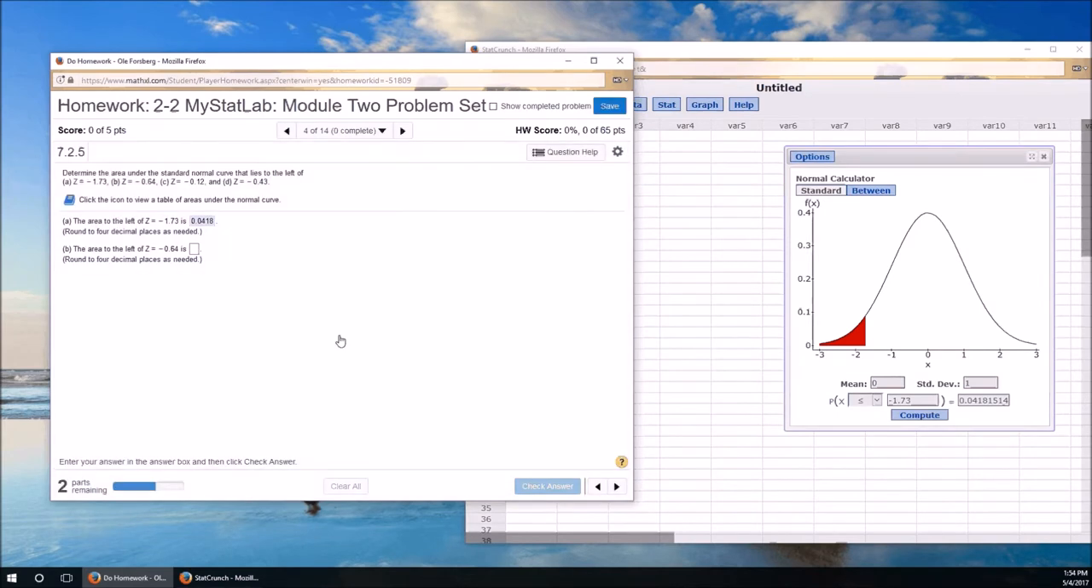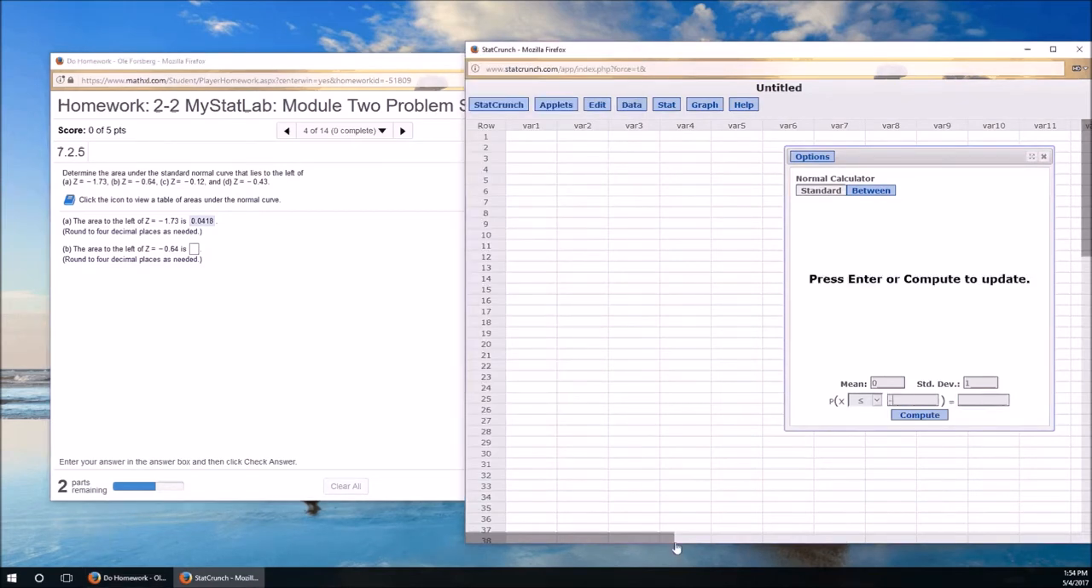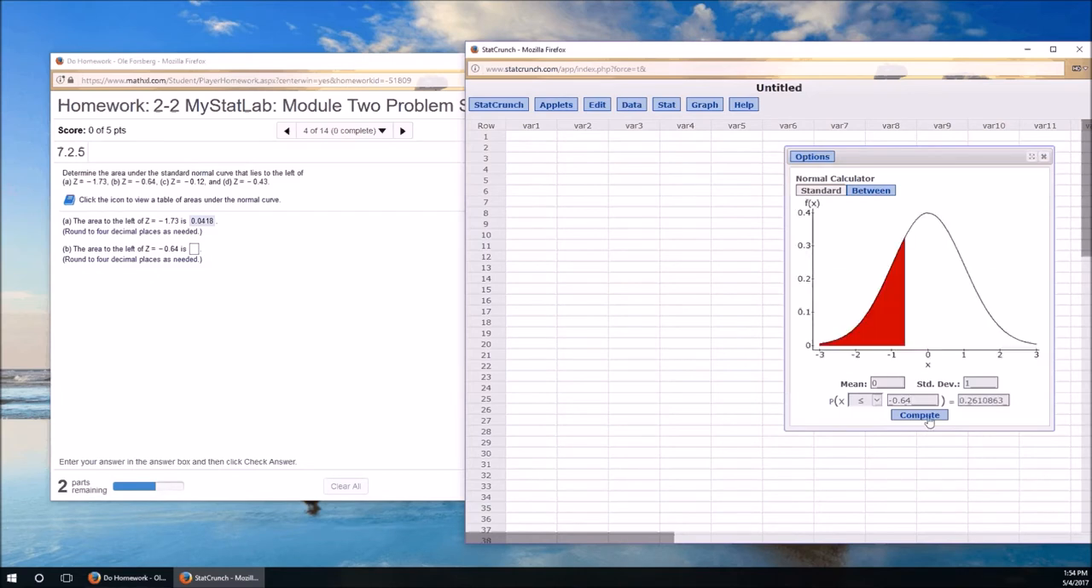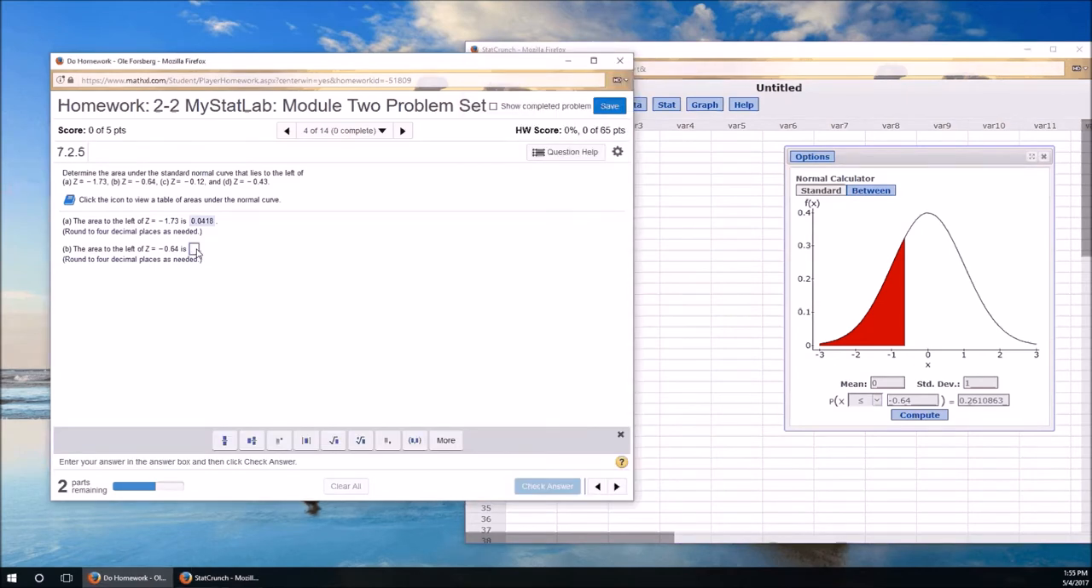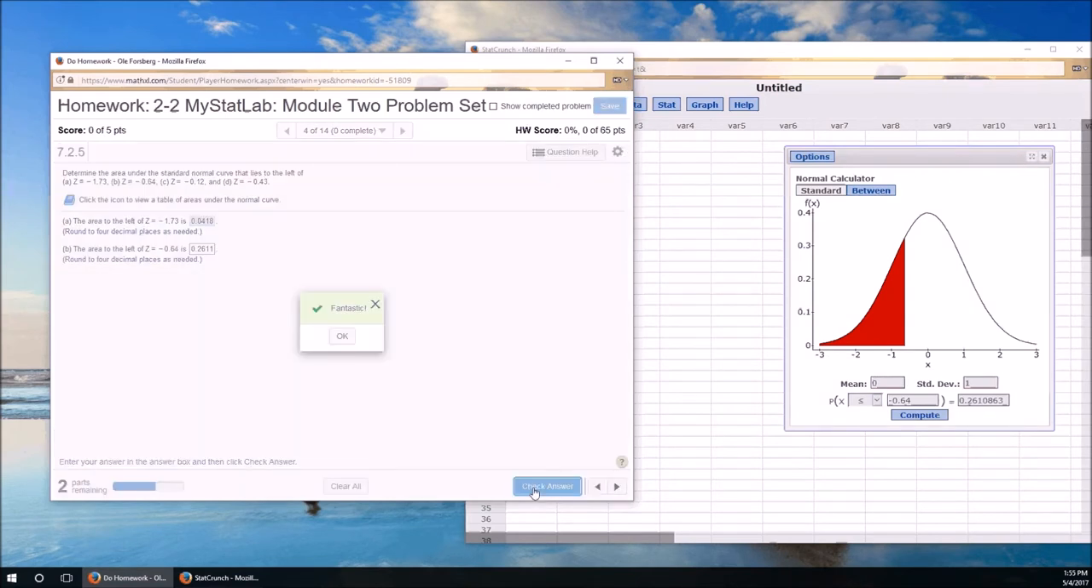B. To the left of -0.64. This seems a little too easy. I mean, this is supposed to be mathematics. It's supposed to be hard, isn't it? So this area is the probability of z being less than or equal to -0.64. And there's that probability, 0.2611. Let's check the answer. I'm fantastic.